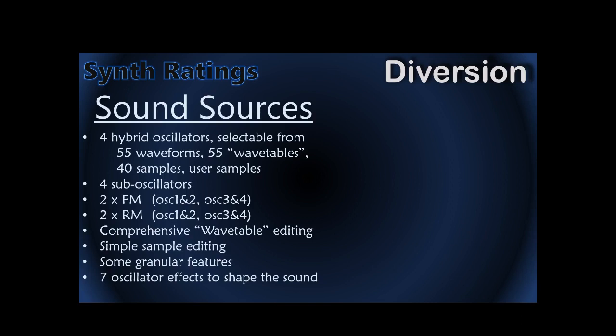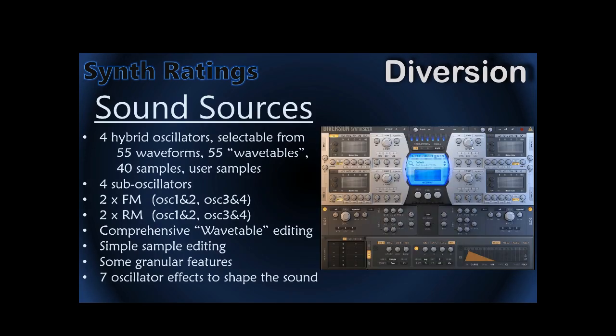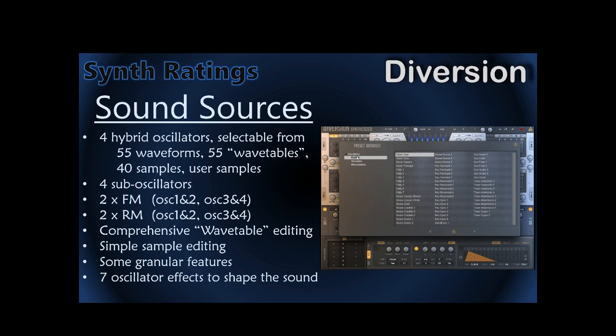The first thing we always start looking at is the sound sources available. The sound sources available in Diversion are 4 hybrid oscillators, and they are hybrid because you can choose from 3 different types of oscillators. They are sample-based, using built-in waveforms, or using what they call wavetables, which are not necessarily what everyone thinks of as wavetables, but we'll get into that later.